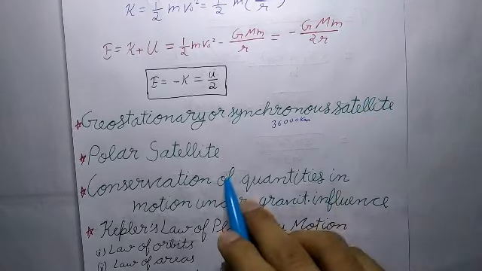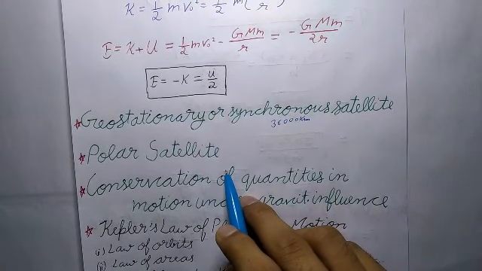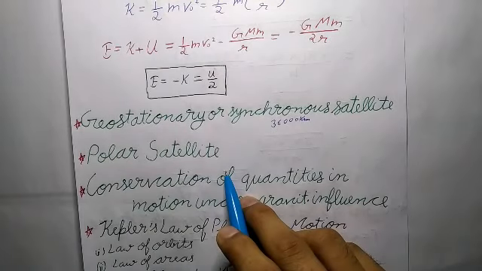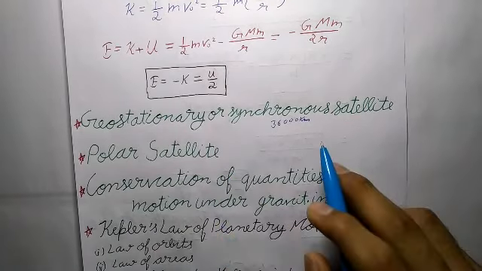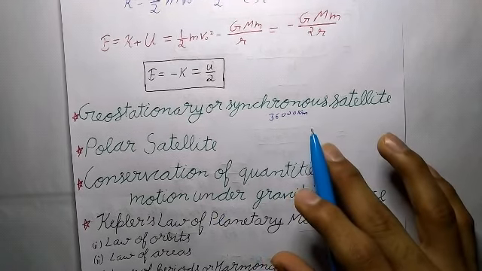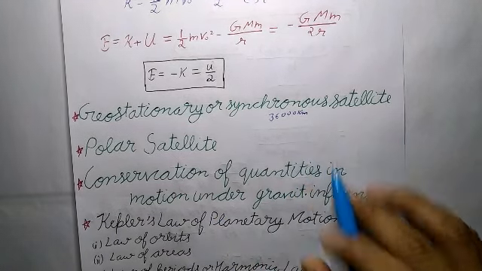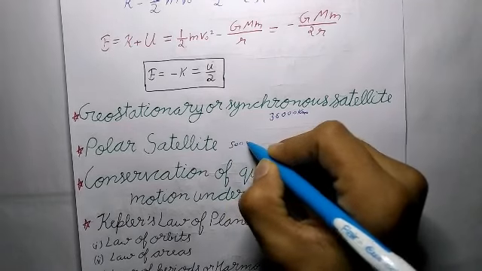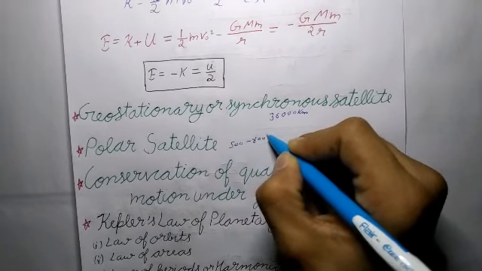Now, next is polar satellite. A satellite that revolves in a polar orbit is called a polar satellite. Such a satellite passes once over the geographical north and south poles during each round trip. A polar orbit has a smaller radius of 500 to 800 kilometers.